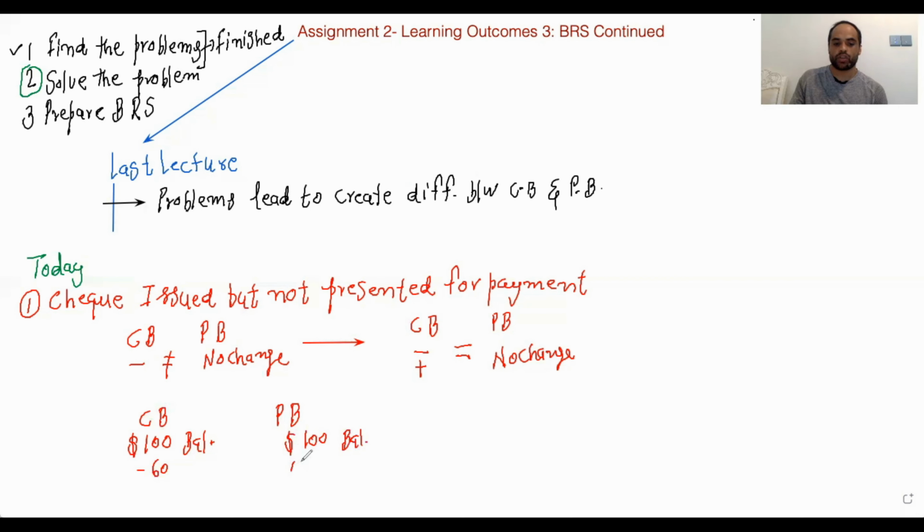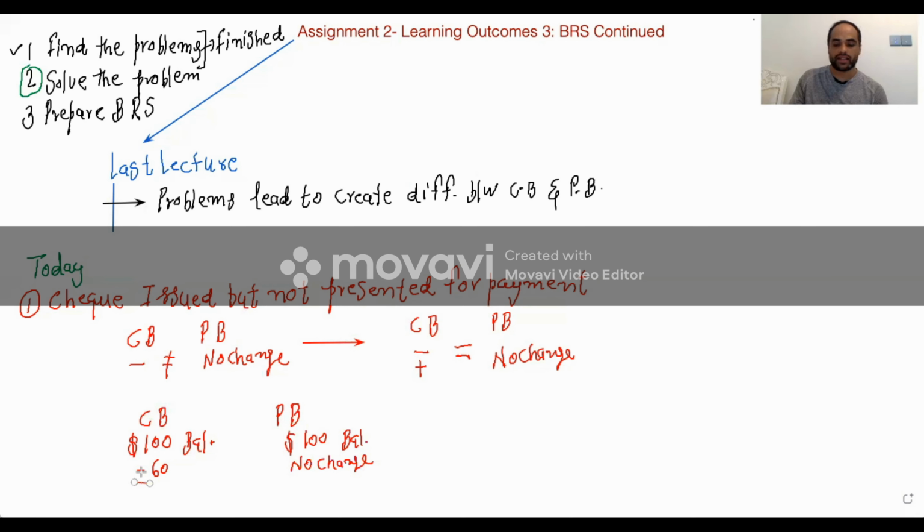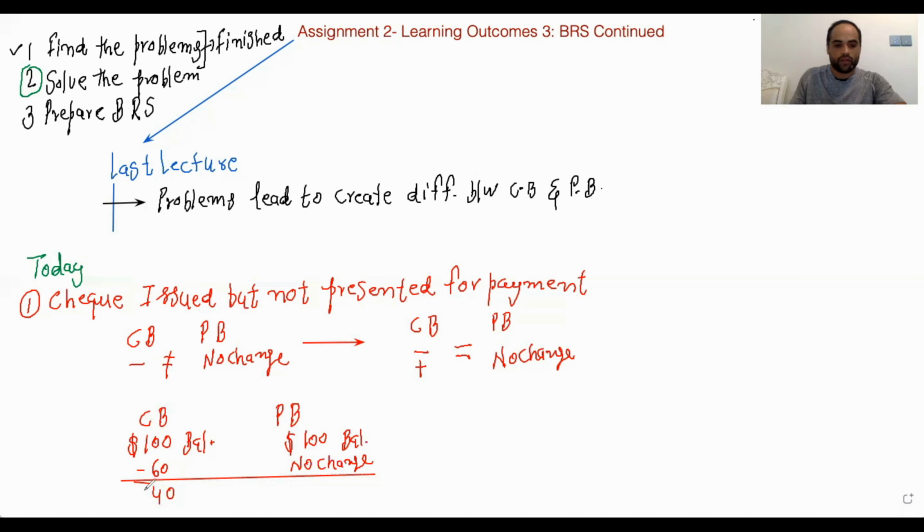But here, no change. No change means if you minus 60, your balance becomes $40 in the cash book. Now the passbook is $100.